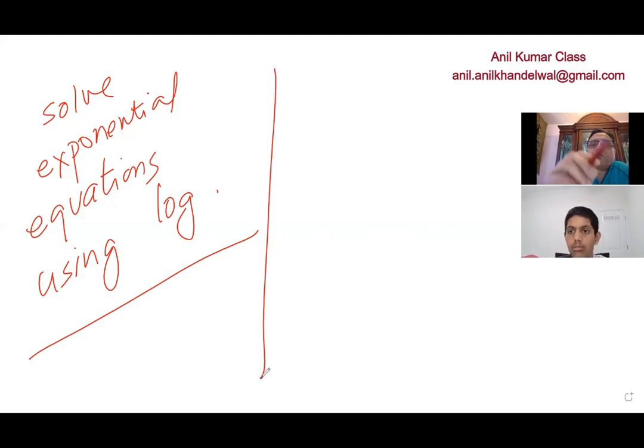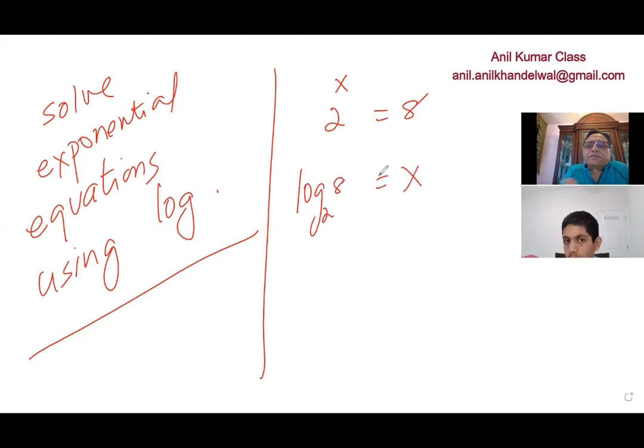Now, finding the inverse is also swapping x and y. So if I write 2 to the power of x is 8, this is an exponential equation. If I have to write it as a logarithmic equation, I will write log to the base 2 of 8 is x. Correct? Yeah. So that is changing this.